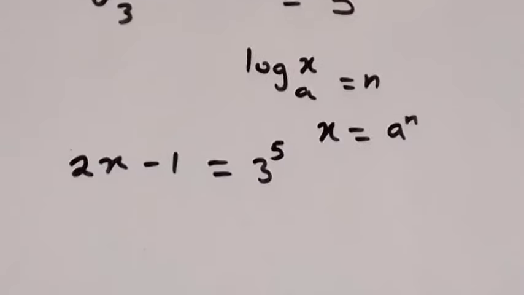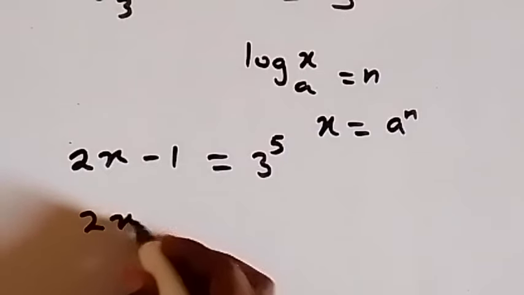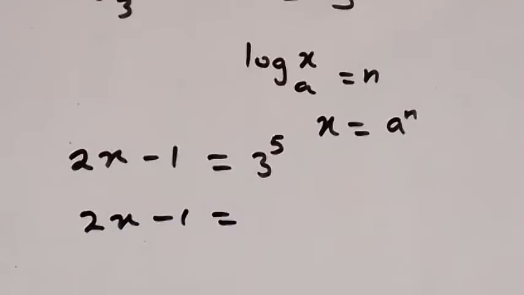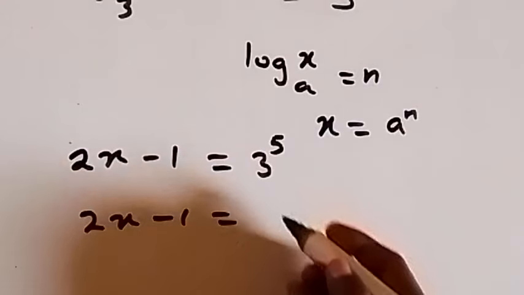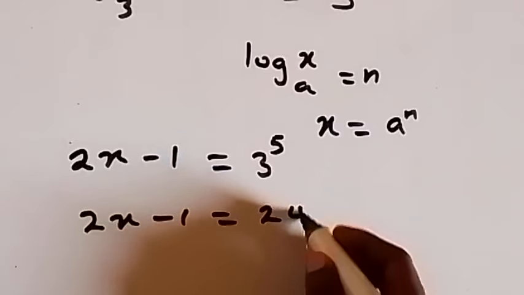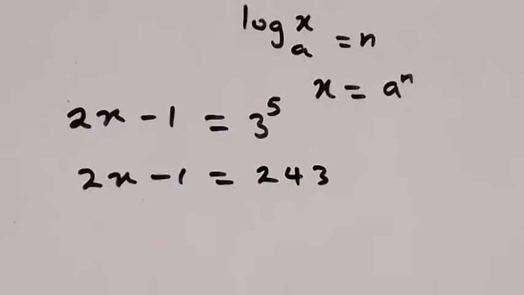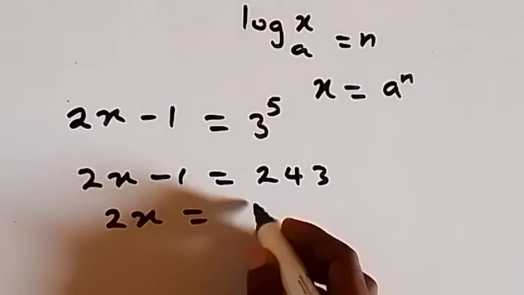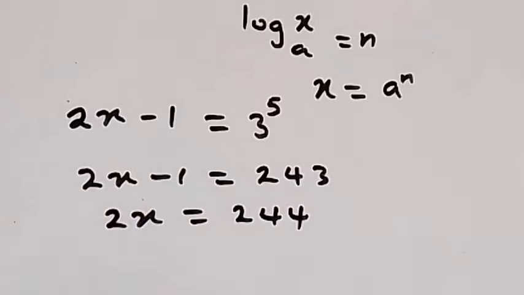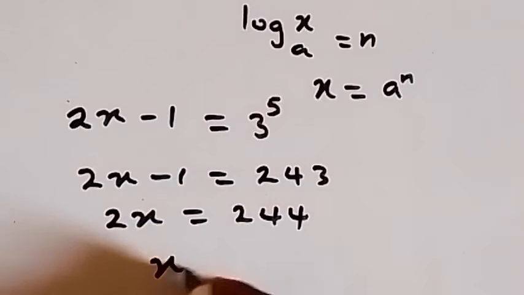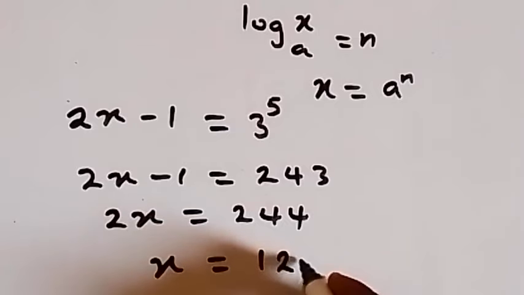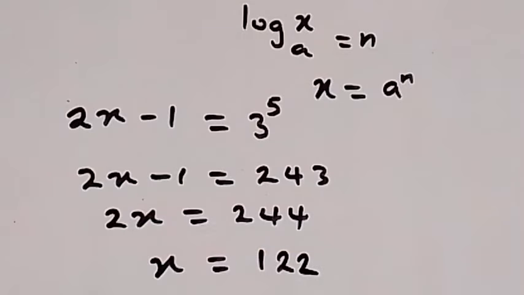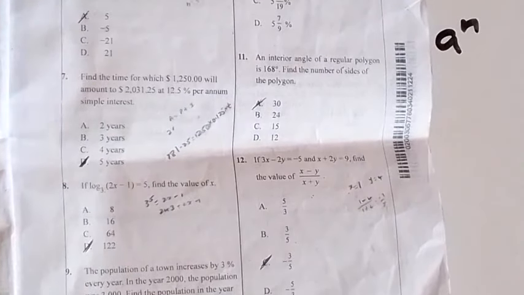Then we have 2x minus 1 equals 3 raised to the power 5, which means 3 multiplied by itself 5 times, which is 243. Then we take the minus 1 across, and it becomes plus. So we have 2x equals 244. Divide both sides by 2. Then x will give us 122. So the value of x is 122. When we check the options, we discover that the correct option is option D.